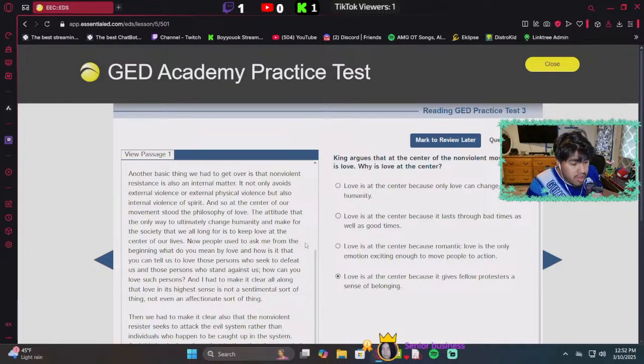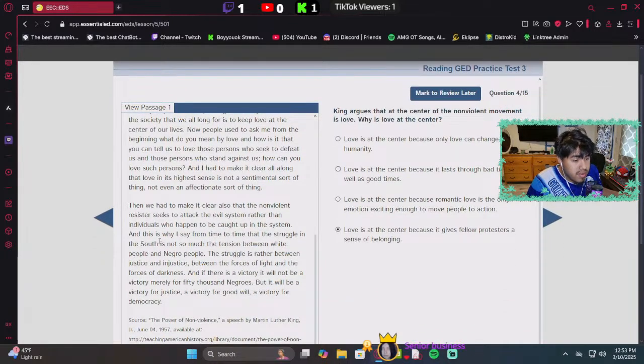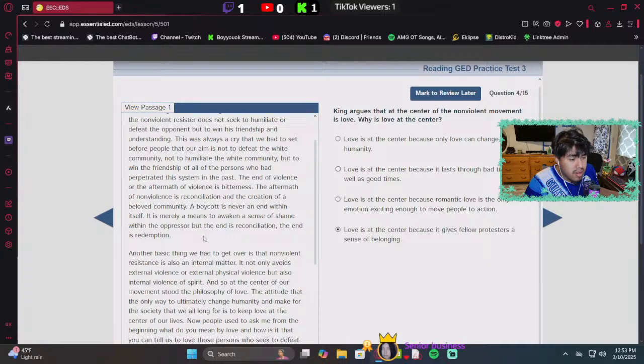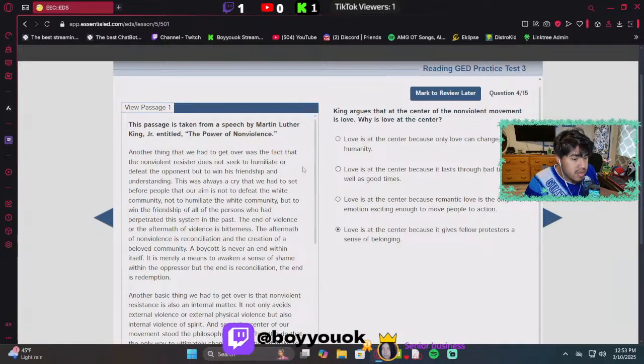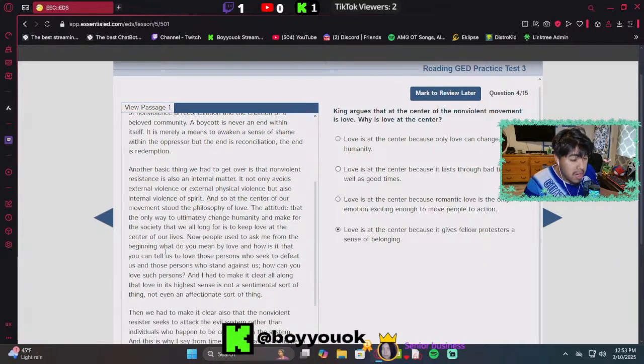How can you love such a person and make it clear that love is sentimental sort of thing, but also nonviolent? Sense of belonging. I mean, I never saw the word love inside this whole passage. Where's the word at? Yeah, I don't think it's here, but I'm reading all of it.